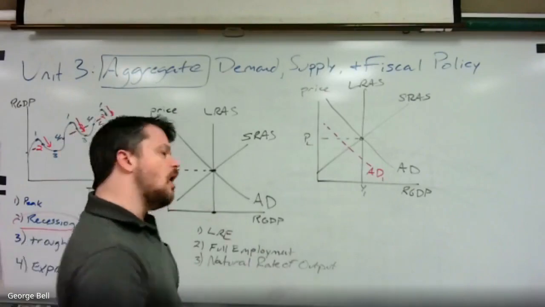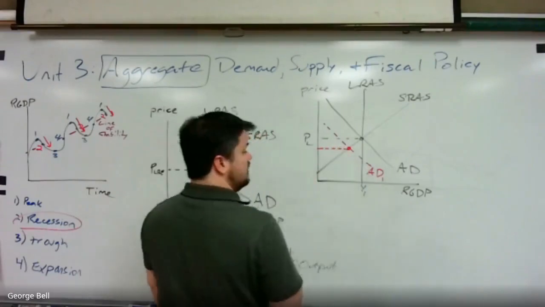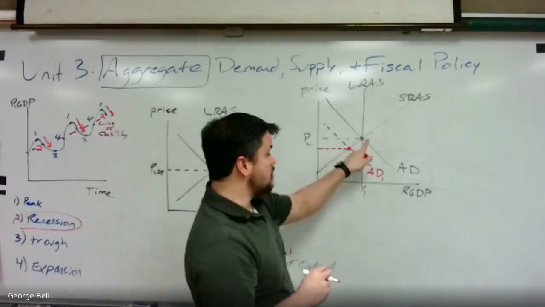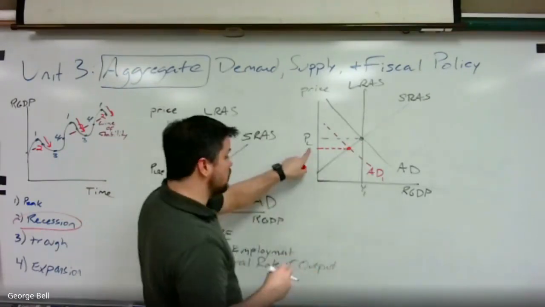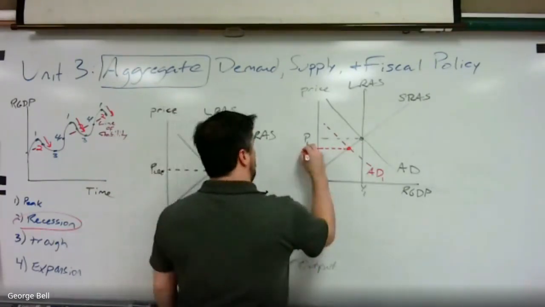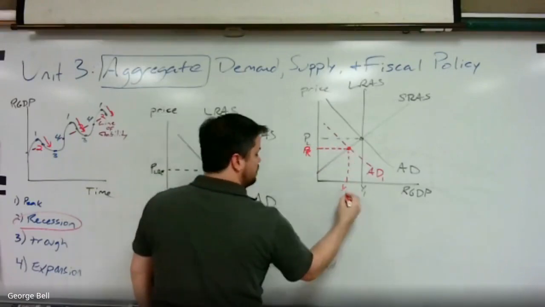It's where we are. See, this spot right here represents what's called a short-run equilibrium. In black, there is a long-run equilibrium. So black is where we ought to be, and in red, that's currently where we are. I'm going to put PR for recession there, and then I'm going to do this, Y2.